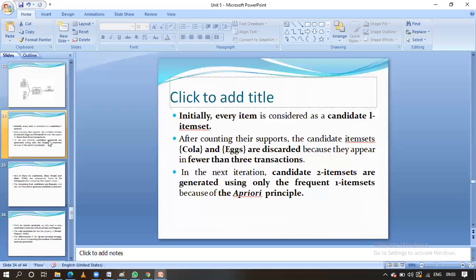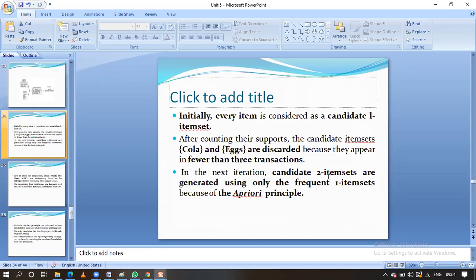Right? And this is the explanation for that one. Initially we have the item set and corresponding counts also, that we call the candidate one item set. Here, cola and X are less than the minimum support, that is why we are going to disable that one.